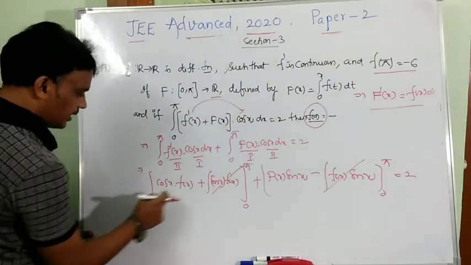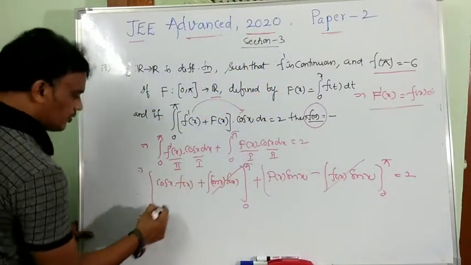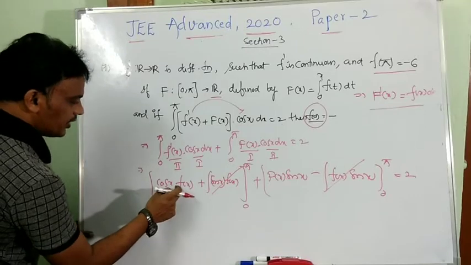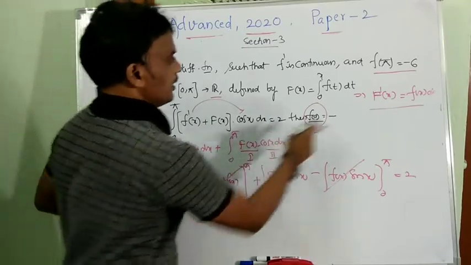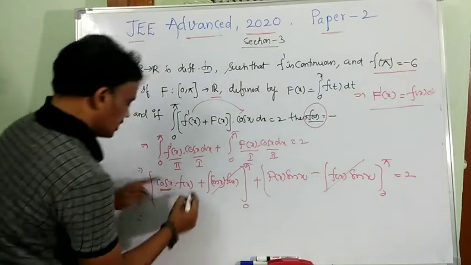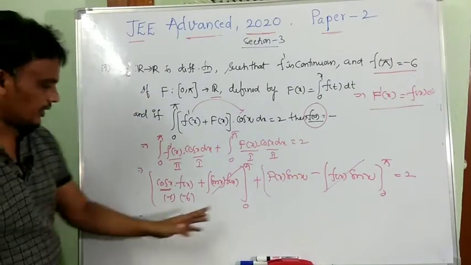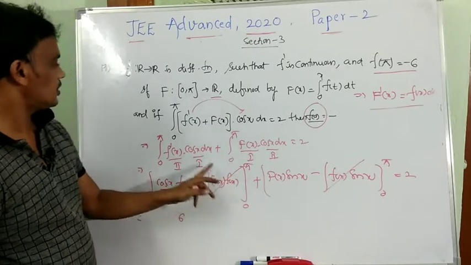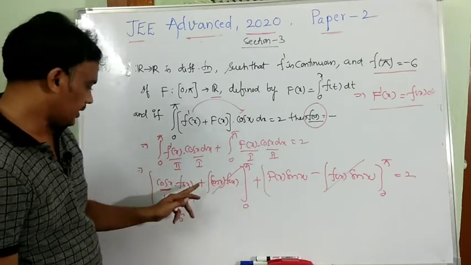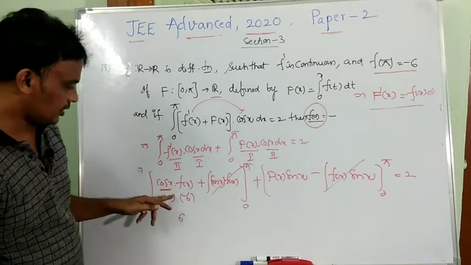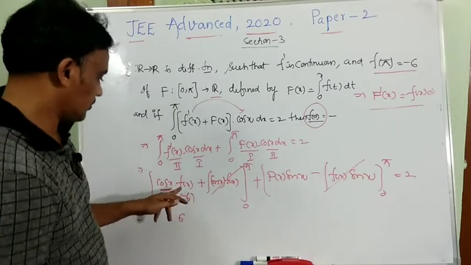So at pi, cos pi is minus 1 of f of pi. This is minus 1 of f of pi. I think they have given already, which is minus 6. So this is minus 6 times minus 1, which is 6, right? And this value is f of 0. Minus cos 0, which is 1, with the f of 0.